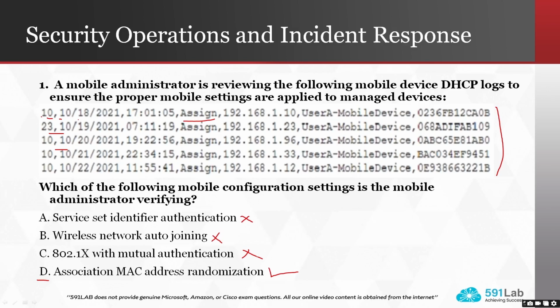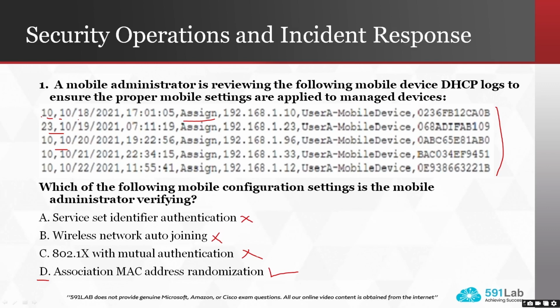So MAC address randomization is, I will repeat it again, a privacy feature where a device uses a different MAC address for each network connection. This is often done for mobile devices to make it harder to track their movement. So the correct answer should be association MAC address randomization.